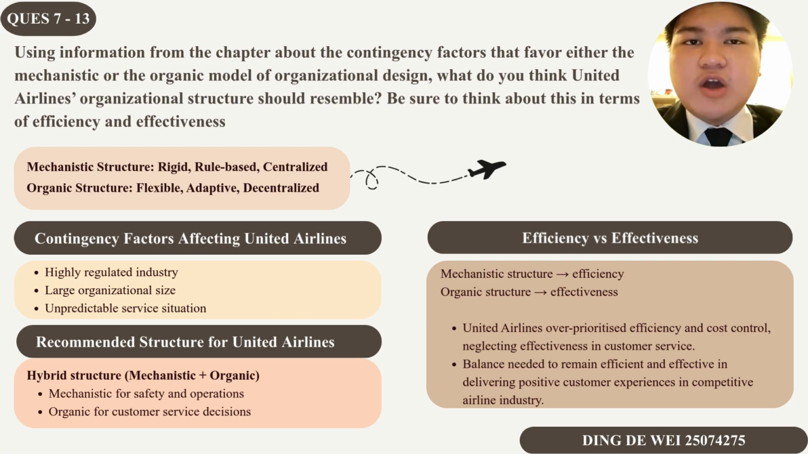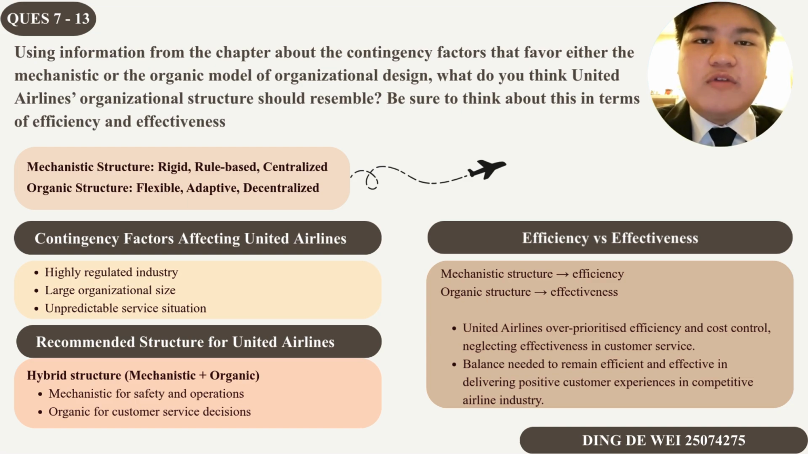United Airlines currently operates closer to a mechanistic model, which prioritizes efficiency and control. According to contingency theory, organizational structure should match the organization's environment. Airlines are highly regulated and large in size, factors that support a mechanistic design. They also operate in dynamic, customer-facing environments where unexpected situations are common. Passengers, weather disruptions, overbooking, and service recovery require real-time decision-making, which rigid structures do not handle well. United Airlines should adopt a hybrid organizational structure.